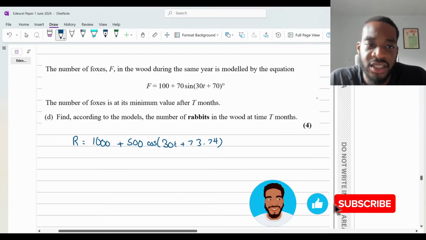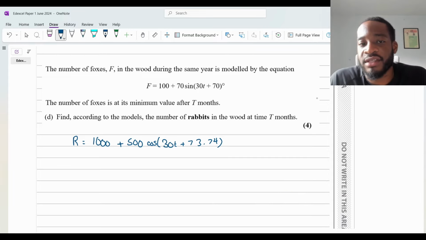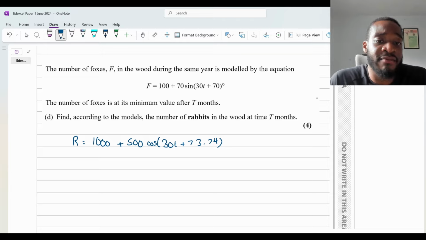Okay, so part D. The number of foxes, F, in the wood during the same year is modeled by the equation F is equal to 100 plus 70 sine (30t plus 70) degrees. The number of foxes is at its minimum value after capital T months. Find, according to the models, the number of rabbits in the wood at the time T months. So it's 4 marks.